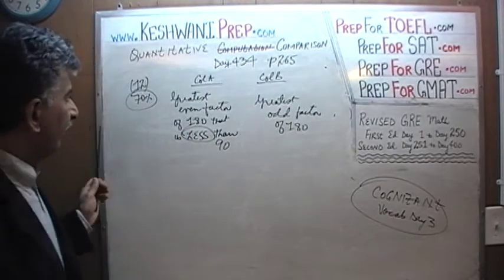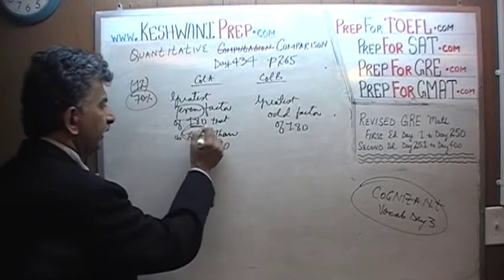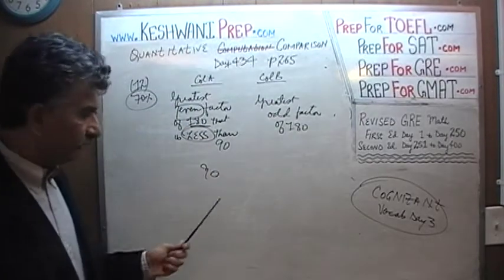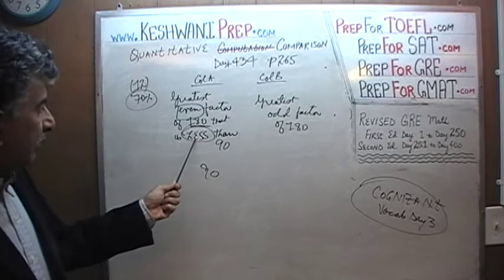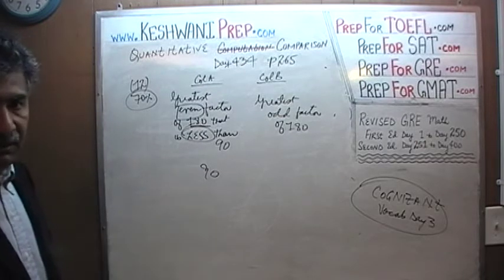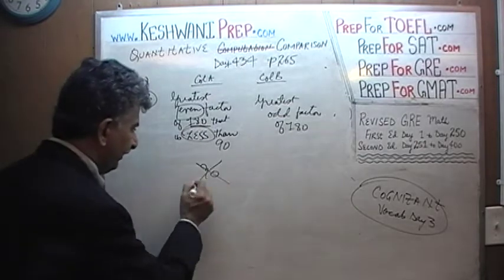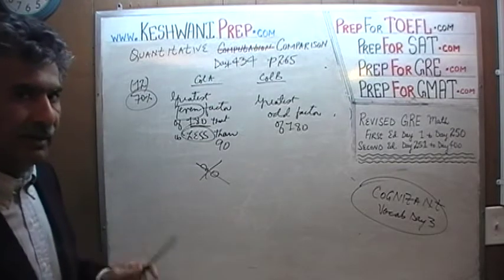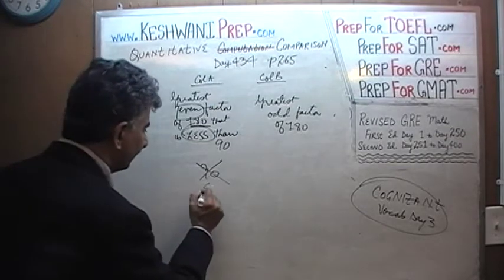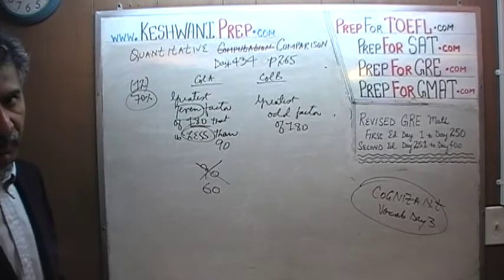Well, the greatest even factor of 180 is 90. That's the greatest even factor. But the requirement that it has to be less than 90 means it cannot be 90, obviously. It has to be less than 90. So the greatest even factor that happens to be less than 90 is 60. That's the greatest even factor we're going to find.